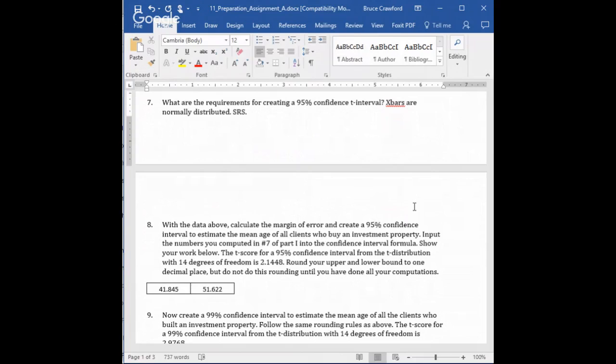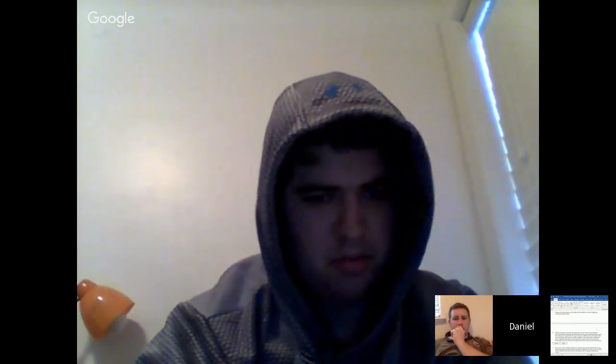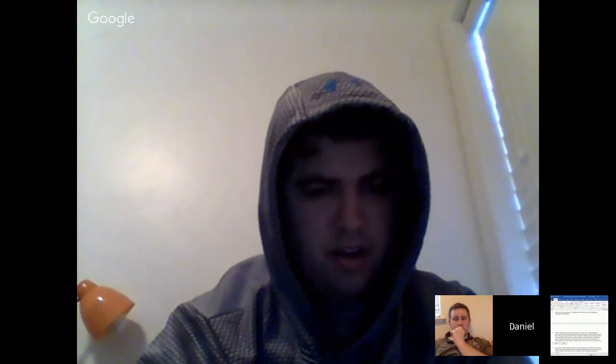Of part 1, there was no 7 in part 1, into the confidence interval formula. Show your work below. T-score for a 95% confidence interval from the T-distribution with 14 degrees of freedom is 2.1448, which is not the T-score that the spreadsheet gave me, by the way. Well, wait, no, I might have changed something a little bit. What was your T-score on the sheet that you got?